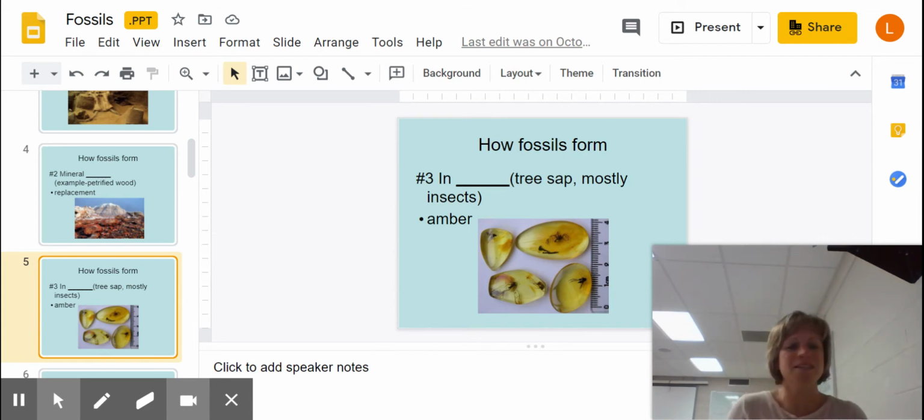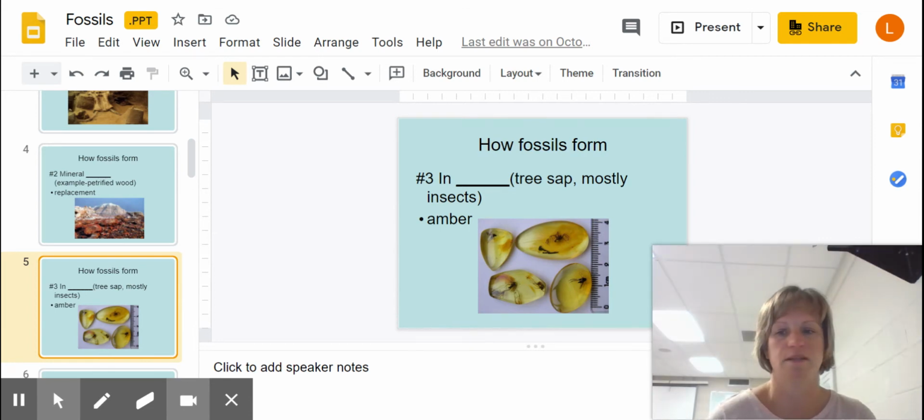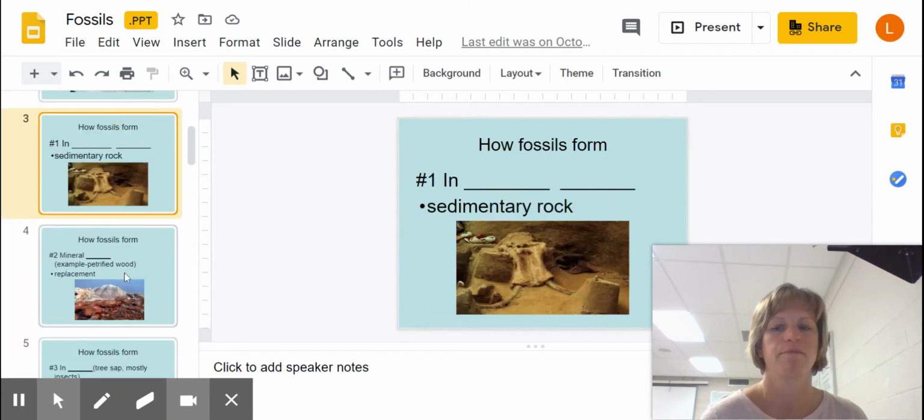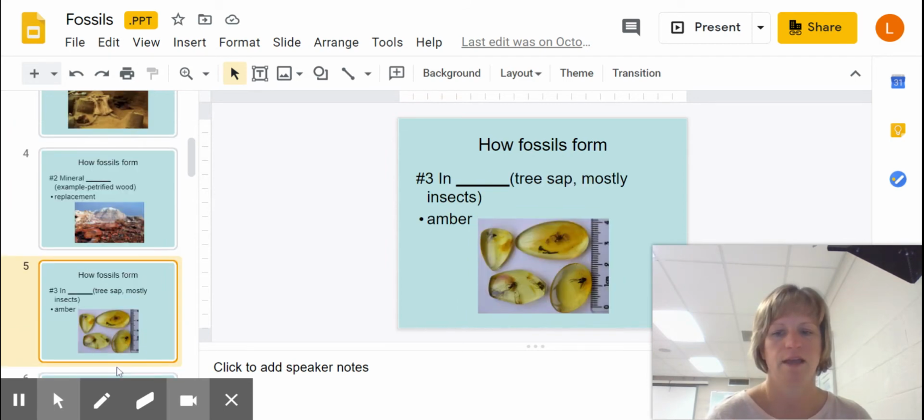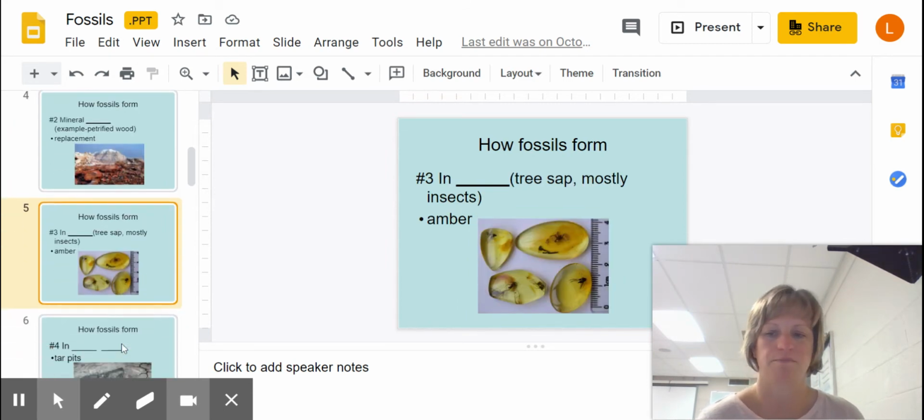Thank you. It's not like saber-toothed tigers have been trapped in some amber. It's mostly what we know about insects. So here's our list so far. In sedimentary rocks, petrified wood, where minerals go in and replace the living cells. And then we have tree sap here, amber.